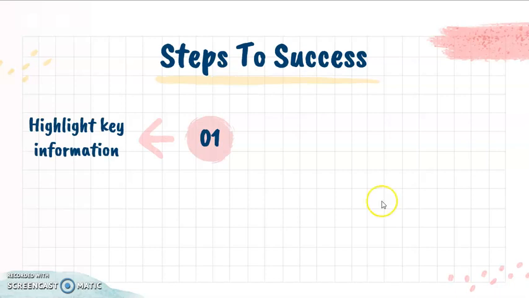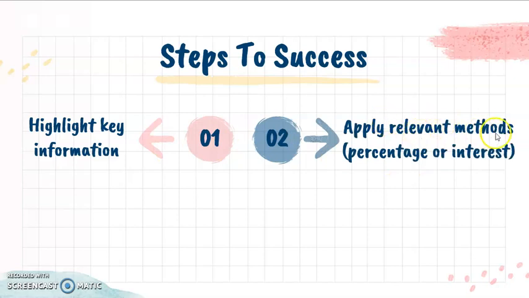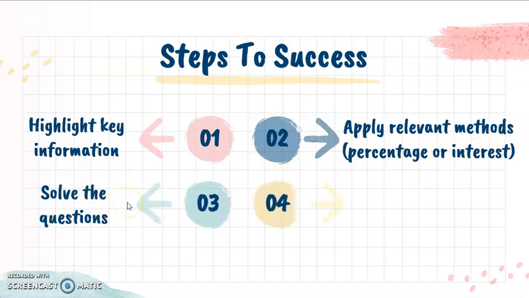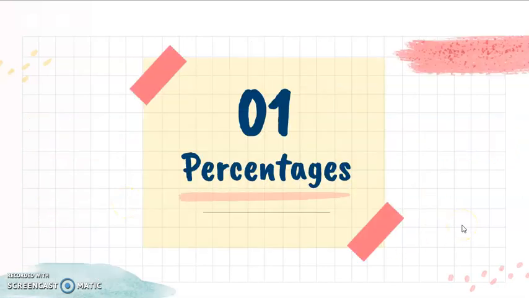These are the steps that you need to know for this lesson. The first one is that you have to highlight the key information given. Next, apply relevant methods or formula, in this case that involve percentage or interest. Next, solve the question, and lastly, always double check your working and answer.